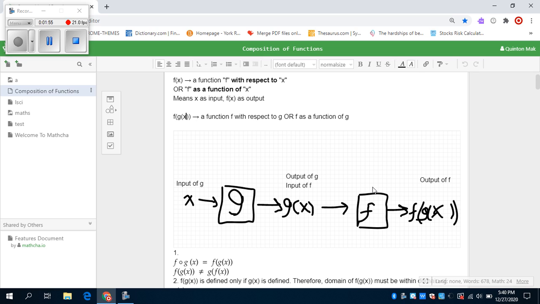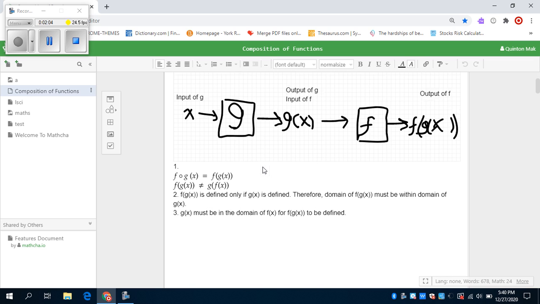Just think of it like inputting stuff into subsequent machines. It should make more sense.